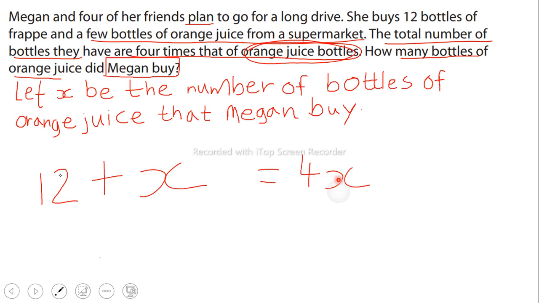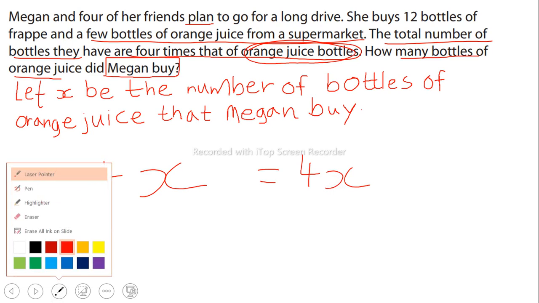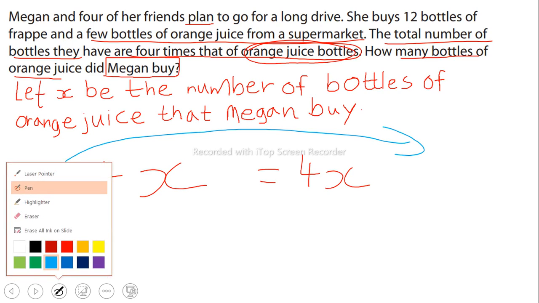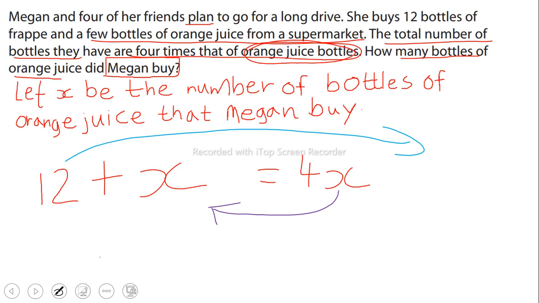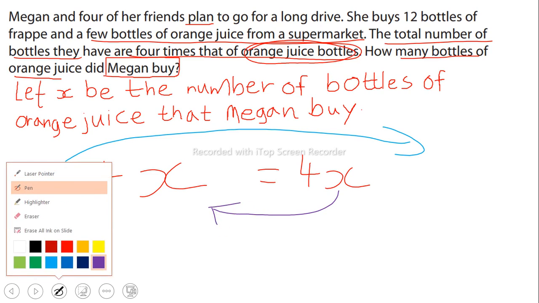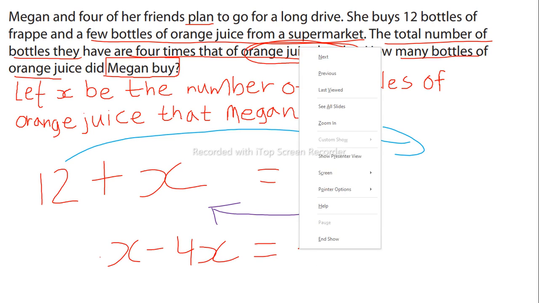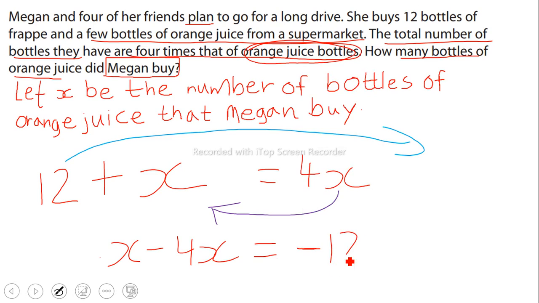Okay, so how would we go about doing this question? You carry over the 12. Carry over the 12, very good. So we're going to send the 12 over. And then what else do we need to send over? The 4x needs to get sent over too. And so this is going to be x minus 4x equals negative 12. Be careful, negative 12.